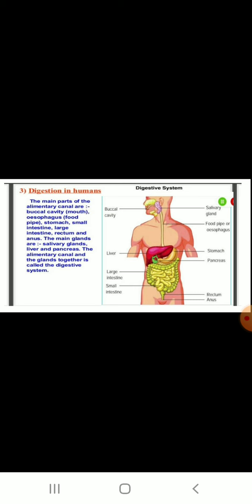If any problem occurs to any of these parts, then digestion is hampered. It means digestion will not take place properly. For example, if there is any problem in the buccal cavity, the person will not take food. If a person is having a fever, during that fever there is no salivary secretion by the salivary gland, so you will not feel hungry when you are ill.